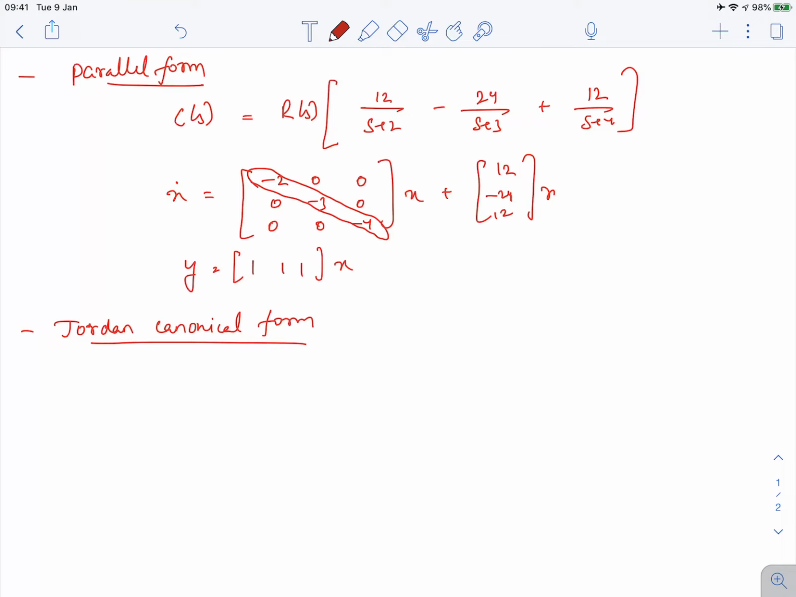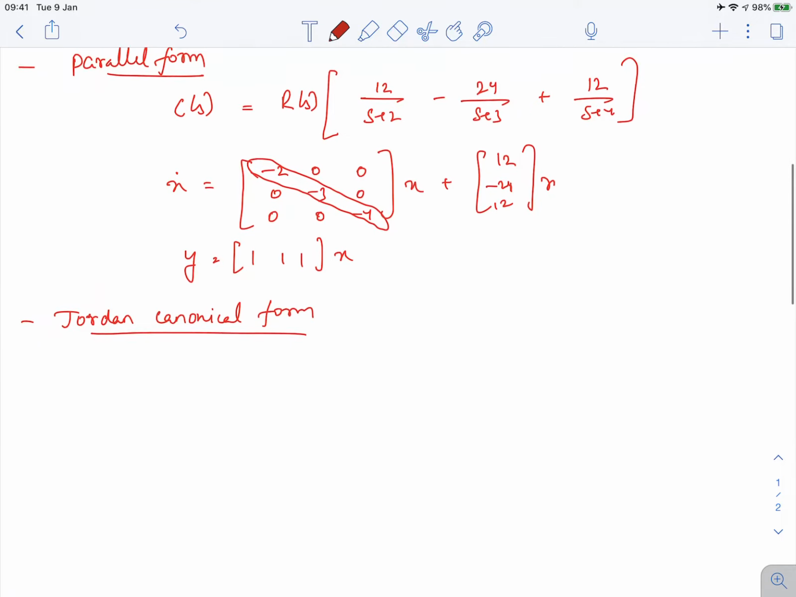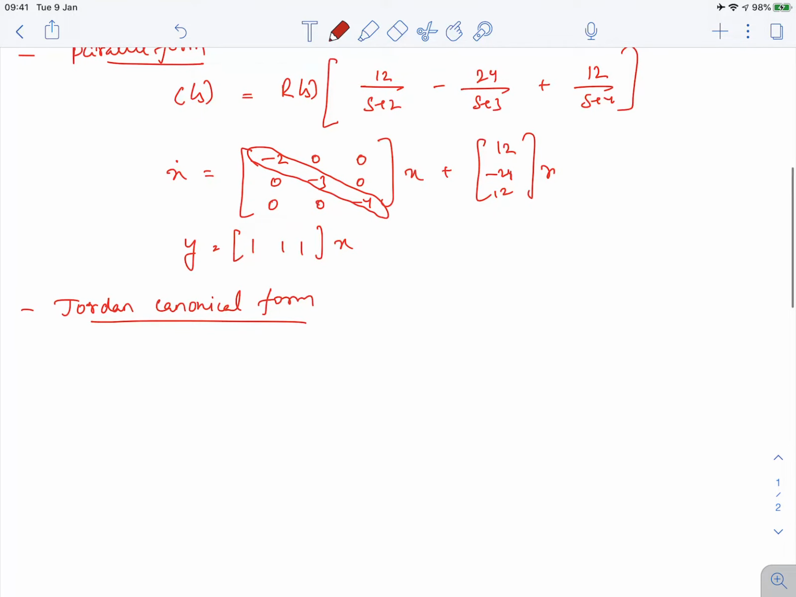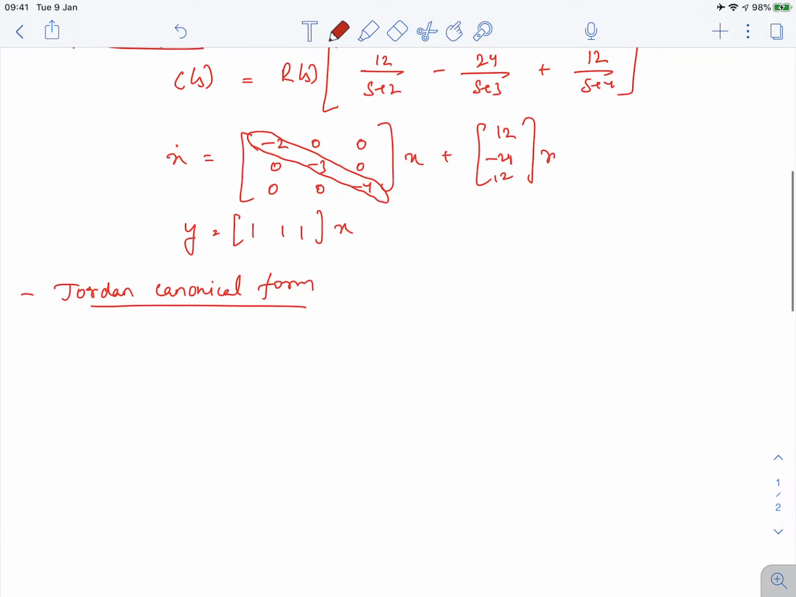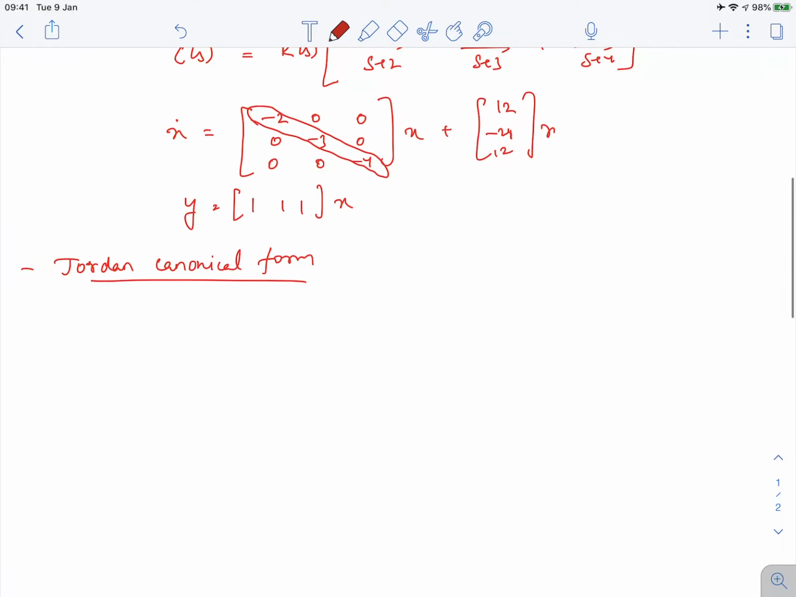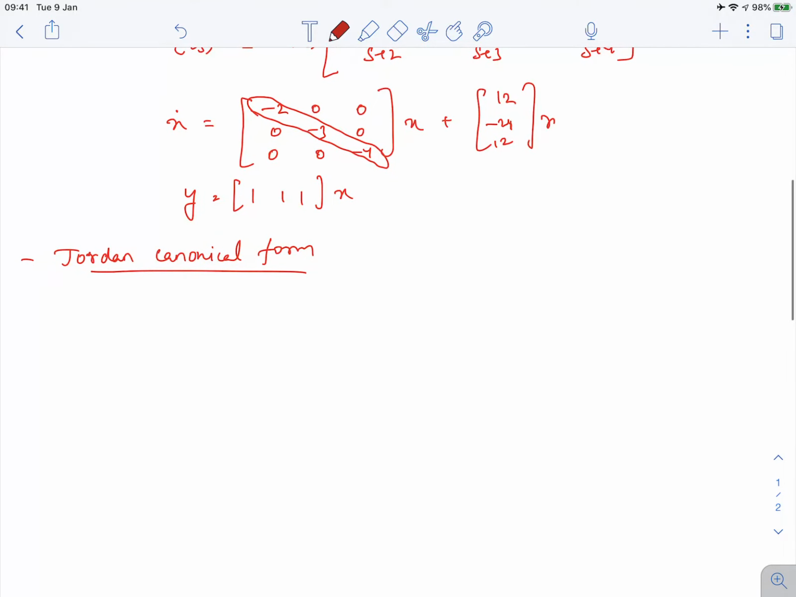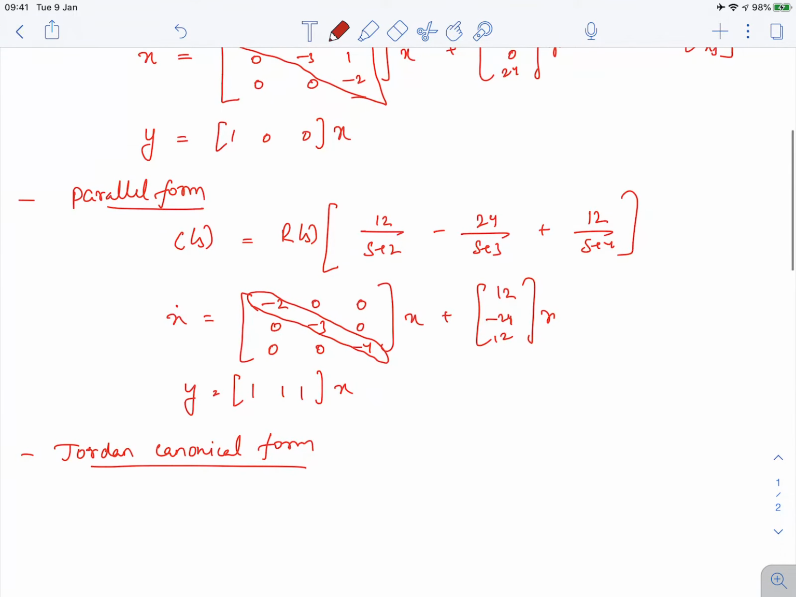This form is basically equivalent to the parallel form, but if we have repeated roots of the denominator polynomial, then the state space representation is called the Jordan canonical form. What I mean by repeated roots: say in this transfer function you see we have three distinct roots located at -2, -3, and -4.